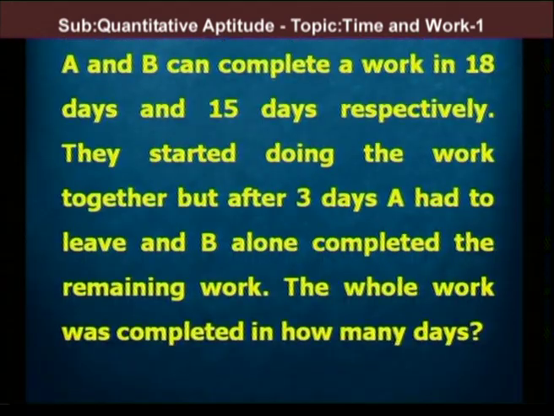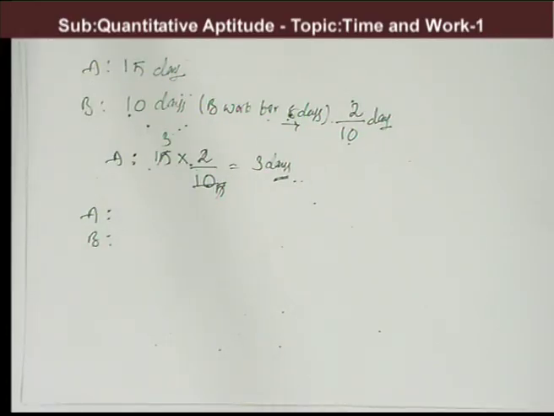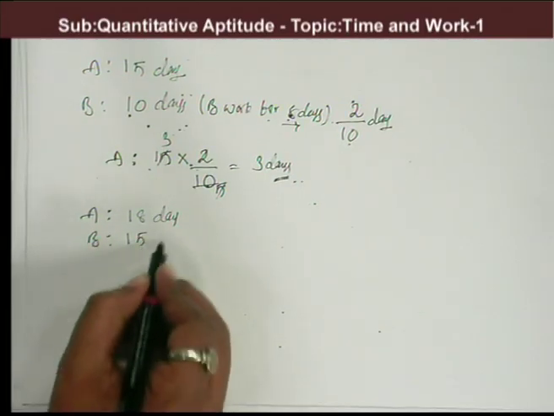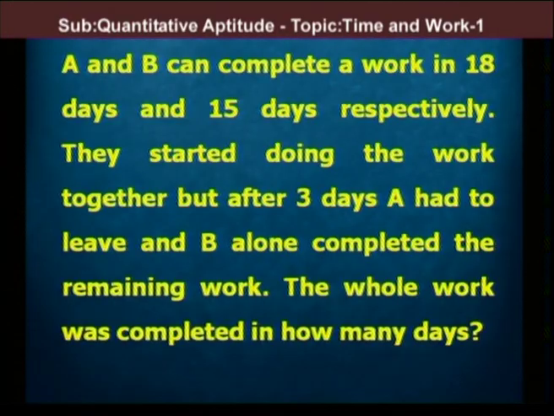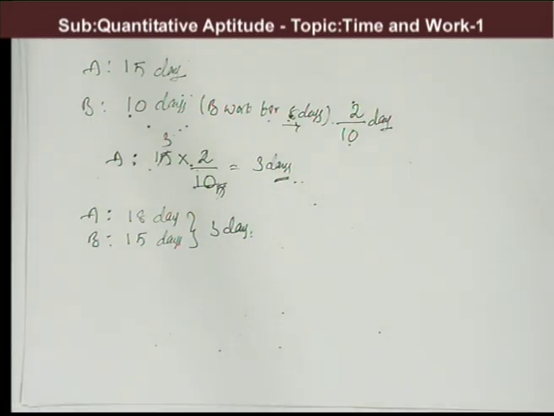A and B can complete a work in 18 days and 15 days respectively. The statement states that A and B can complete the work in 18 and 15 days. That means A completes the work in 18 days, and B completes the work in 15 days. The second statement is they started doing the work together. That means both A and B started the work together. After 3 days, that means 3 days both are working.